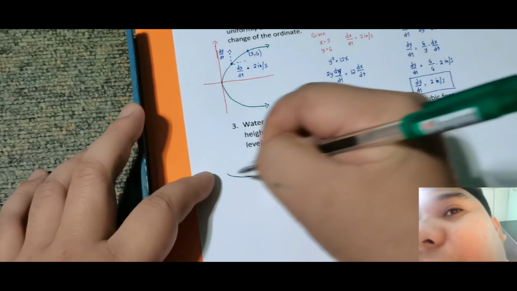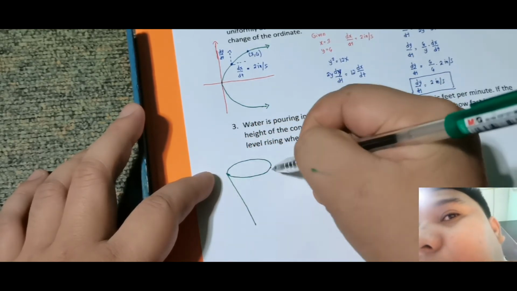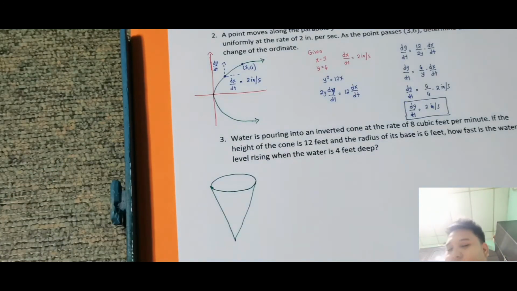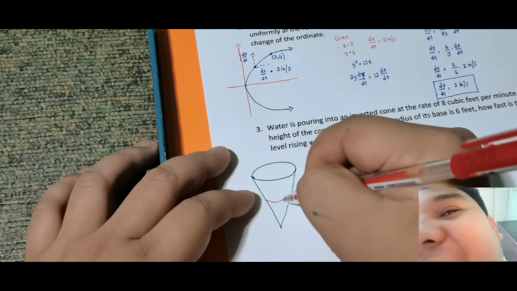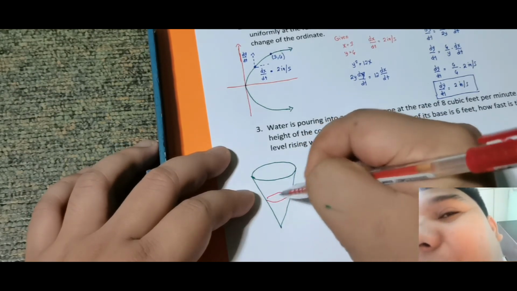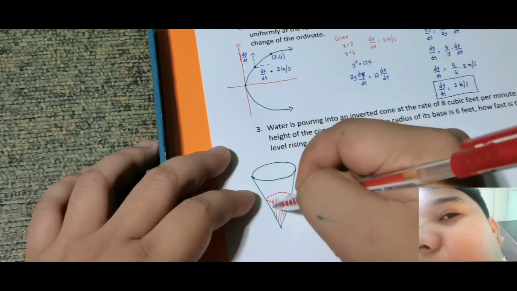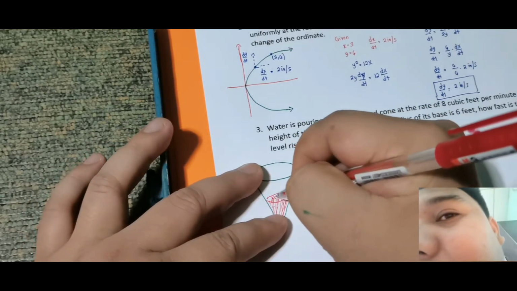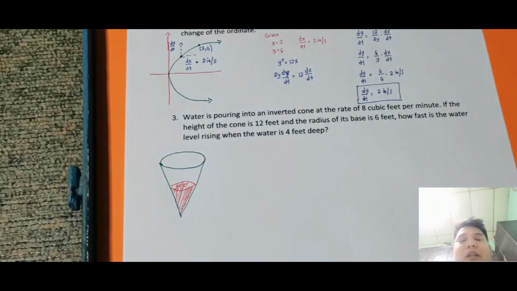Dahil calculus to, more on drawing din talaga ako. Tadan. So, ayan yung cone. Okay, so ngayon, sabi niya, water is pouring. So, assuming na may nagpo-pour na water dito. So, assuming na may water na dyan. Okay, so pangalanan natin siyang water, para maintindihan mo, sir, water.